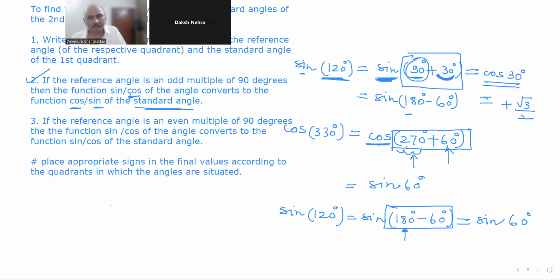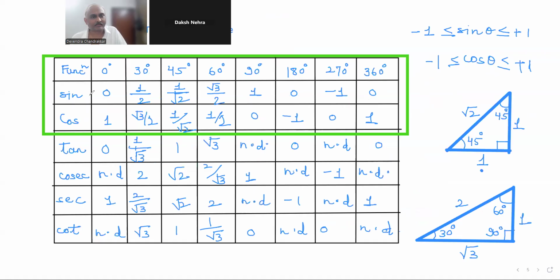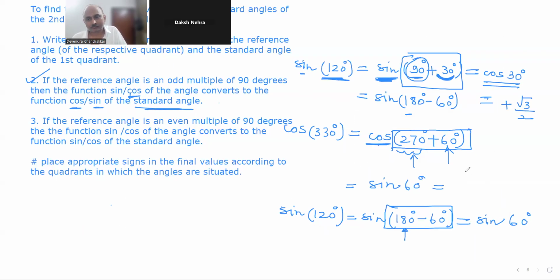cos 330 डिग्री, it became sin 60. sin 60 from where will we find sin 60? यहां से. sin 60 टेबल में क्या दिखाता है? √3/2. ठीक है दक्ष? यस सर. So this is positive in fourth quadrant. Clear?